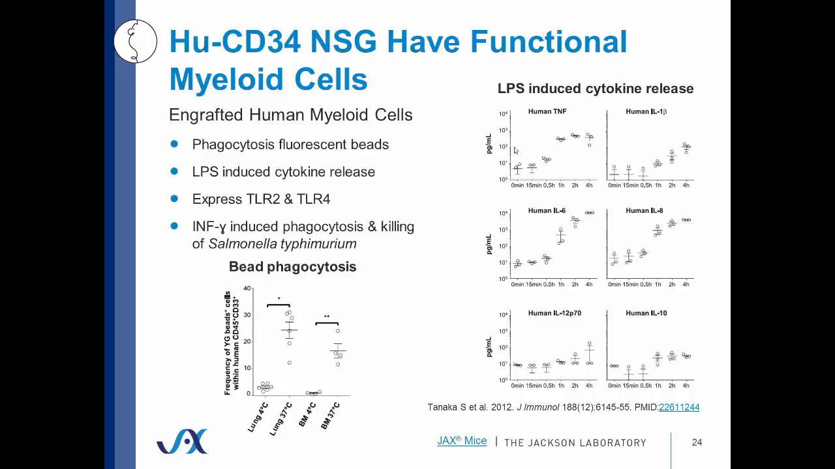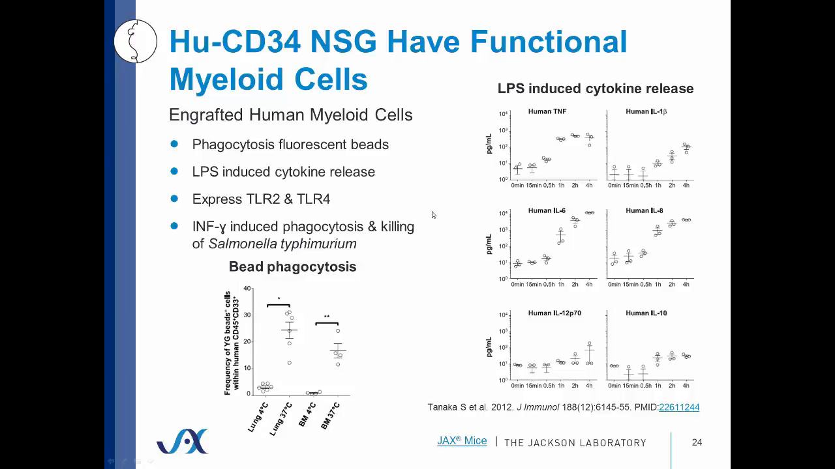And also very importantly, as shown by this paper, if you take these human myeloid cells following engraftment in these mice and you expose them to a true bacterium like Salmonella, there should be a pro-inflammatory response as indicated by the release of something like interferon gamma. And indeed these mice do produce interferon gamma when exposed to Salmonella.